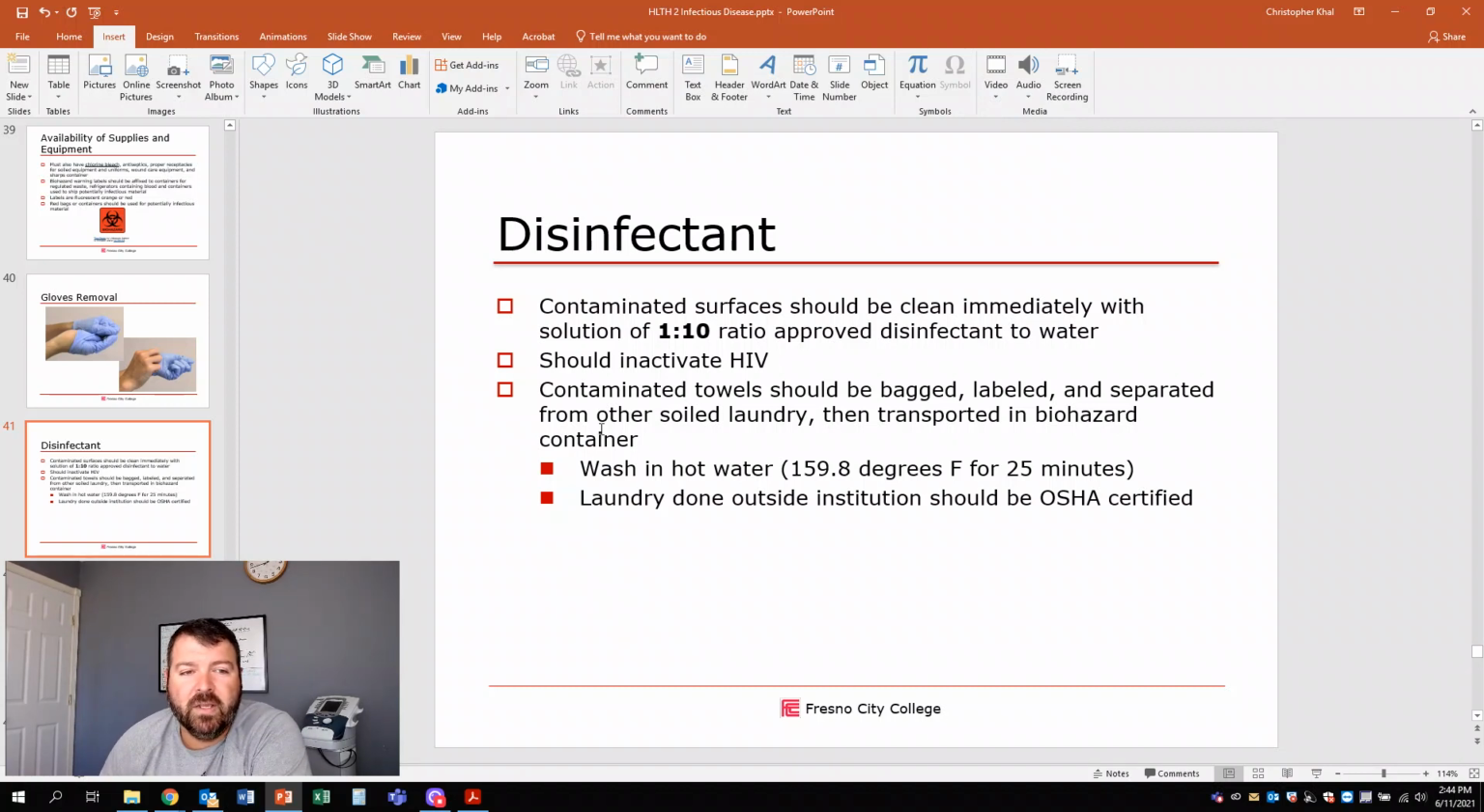Contaminated towels should be bagged, labeled, separated, and washed separately. The water should obviously be really hot, 160 degrees for about 25 minutes. If your laundry is done outside your institution, it should be an OSHA certified facility. A lot of places will do that, especially sport places. They'll send their stuff out. A lot will do it on site. Like here at Fresno City, our equipment manager does all the laundry on site and follows all the regulations.